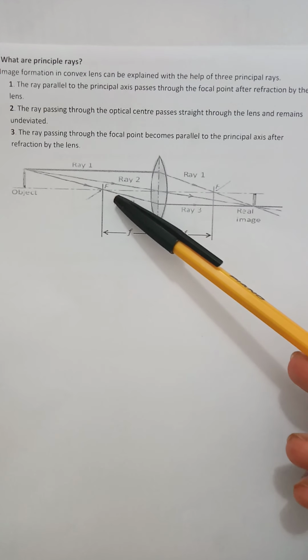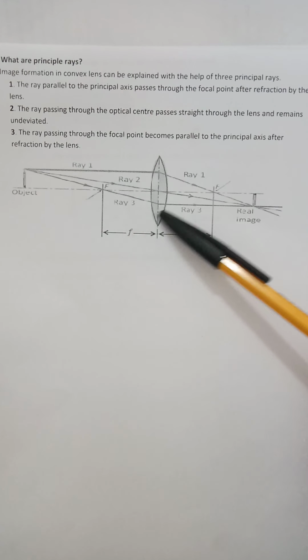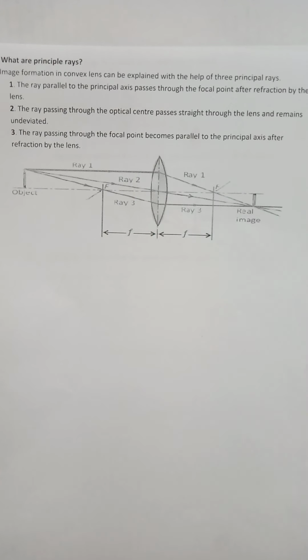This is ray 3, which is passing through the focus point. After refraction, it becomes parallel to the principal axis. These three rays after refraction will intersect. The intersecting point will be the position of the image, and in a convex lens the image location or position and nature depends upon the position of the object.